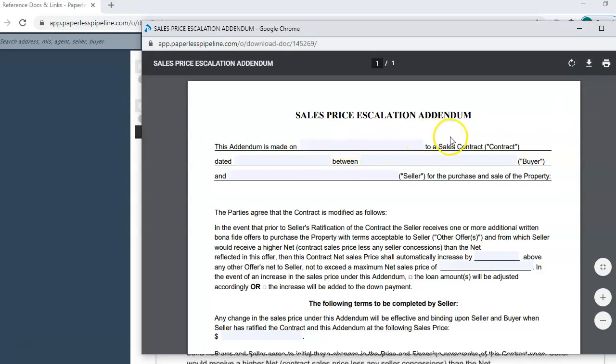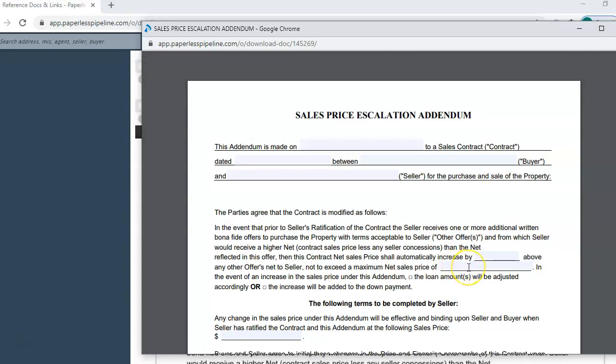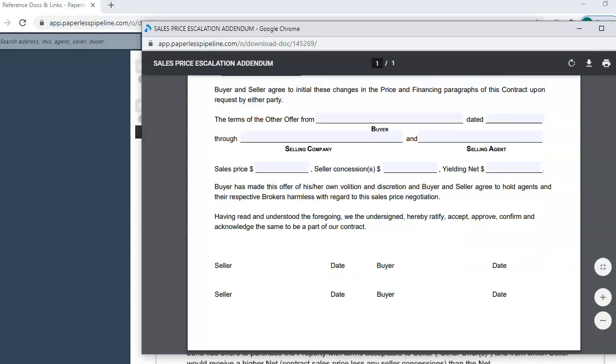Here's the addendum is made on such and such a date between buyer and seller. The parties agreed the contract is modified as follows. Has all that stuff I just referenced. All right, here's the escalation amount. I had $500 in there. The net sale price, remember, please, net sale price. And in our example, I put $200,000 in here, right? And that's all that would go in along with a buyer's signature down here.